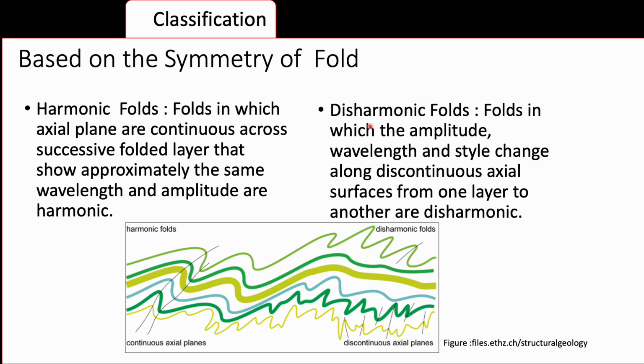And disharmonic folds are the folds in which the amplitude, wavelength and style change along the discontinuous axial surface from one layer to another. As shown in this figure, the first layer has a high amplitude whereas another layer has a low amplitude, and along this axial surface we have different amplitude and wavelength in the different layers. That's known as a disharmonic fold.